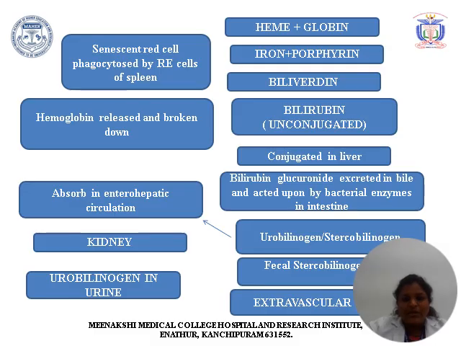Next, the bilirubin glucuronide is excreted in the bile and acted upon by bacterial enzymes in the intestine, resulting in urobilinogen or stercobilinogen. Then it is again absorbed in the enterohepatic circulation, released in the kidney resulting in urobilinogen in urine, or it can be excreted in the feces in the form of stercobilinogen. This is the process of extravascular hemolysis.